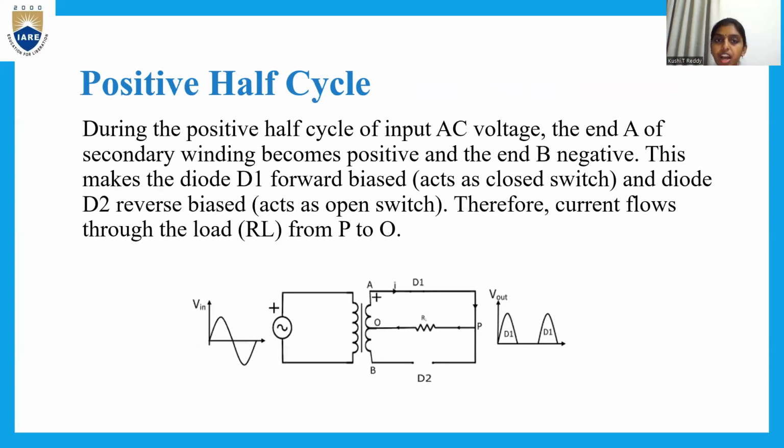So coming to the positive half cycle. During the positive half cycle of the input AC voltage, the end A of the secondary winding becomes positive and the end B becomes negative. This makes the diode D1 forward biased, that is, it acts as a closed switch, and diode D2 is reverse biased, so it acts as an open switch. Therefore, current flows through the load resistance RL from P to O.